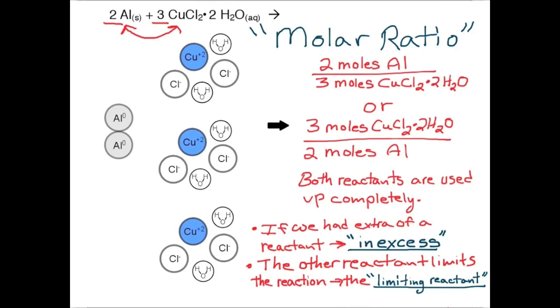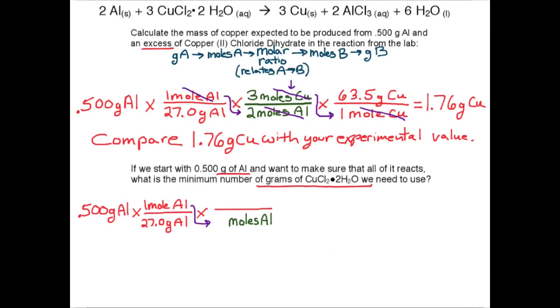Now, the next thing is to remember how we saw in our chemical equation that there was a 2 to 3 relationship between the aluminum and the copper chloride. Now the question again is, which one are we going to use, the 2 to 3 or the 3 to 2 ratio? In this case, we're going to use this one because the moles of aluminum are on the bottom. So let's go ahead and fill out the rest of that ratio. 3 moles of copper chloride dihydrate per 2 moles of aluminum. So the moles of aluminum cancel out and the moles of copper chloride dihydrate are left.